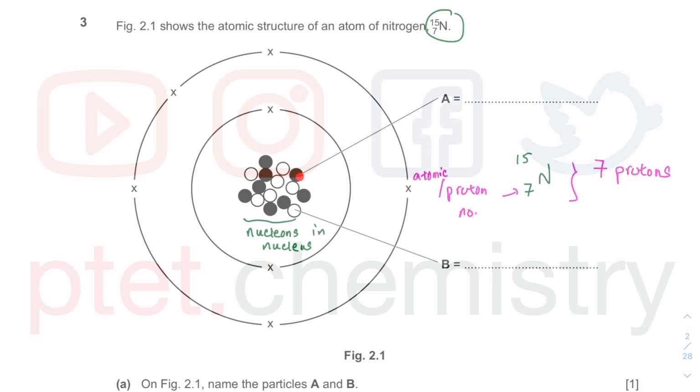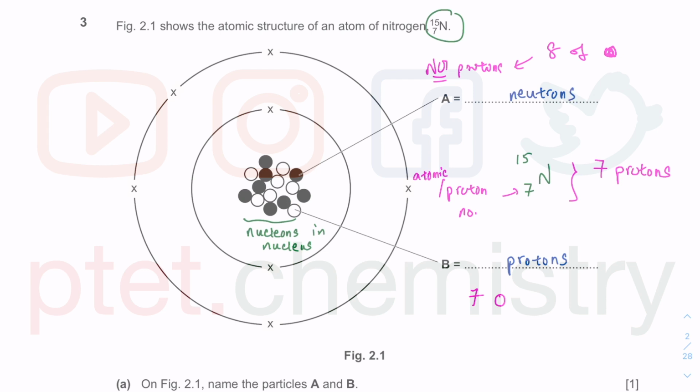The black stuff cannot be protons, because you have 8 of the black stuff. You count again, 1, 2, 3, 4, 5, 6, 7, 8. You cannot have 8 protons since you only have 7 protons for nitrogen. But the white stuff, 1, 2, 3, 4, 5, 6, 7, you have 7 of that non-bolded stuff. So that must be your protons. So B must be protons because it's not the darkened stuff. Then what is this other darkened stuff? Nucleons. Nucleons are defined as protons and neutrons in the nucleus of an atom.